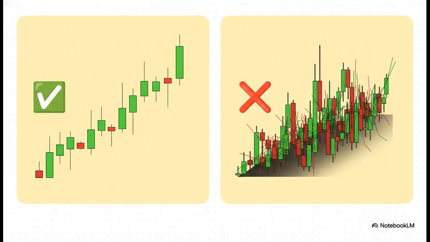Okay, so this slide lays out the visual cues you need. On the left, you've got a tradable, clean uptrend. See how obvious the higher highs and higher lows are? The pullbacks are orderly. But on the right, that's a non-tradable, messy trend. It's choppy, it's erratic. Those deep, violent pullbacks and all that candle overlap, that's a sign that nobody is in clear control.